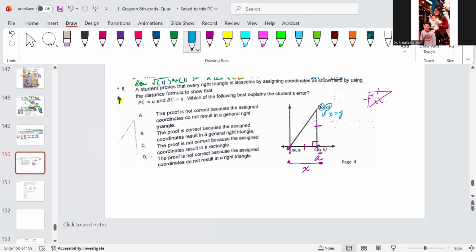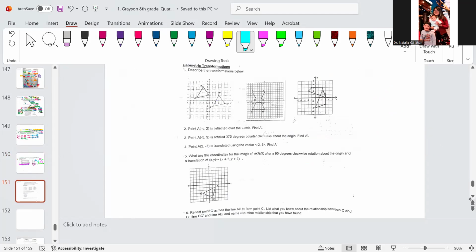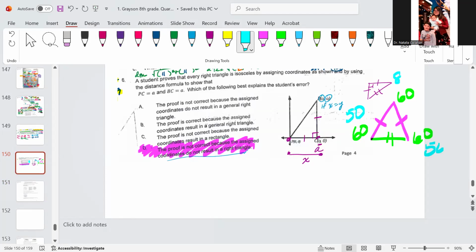The proof is not correct because the assigned coordinates result in a rectangle. That's not true either. The proof is not correct because the assigned coordinates do not result in a right triangle. That will probably be my answer right here. It's saying, just because two sides are the same, like these two sides are the same, right? And this one's not. Is that a right triangle? That's not a right triangle, right? We can have a 60, 60, and 60, correct? Or we can have a 50, 50, like these two angles are the same. But then this has to be an 80. Do you see that? So I will say it's D.